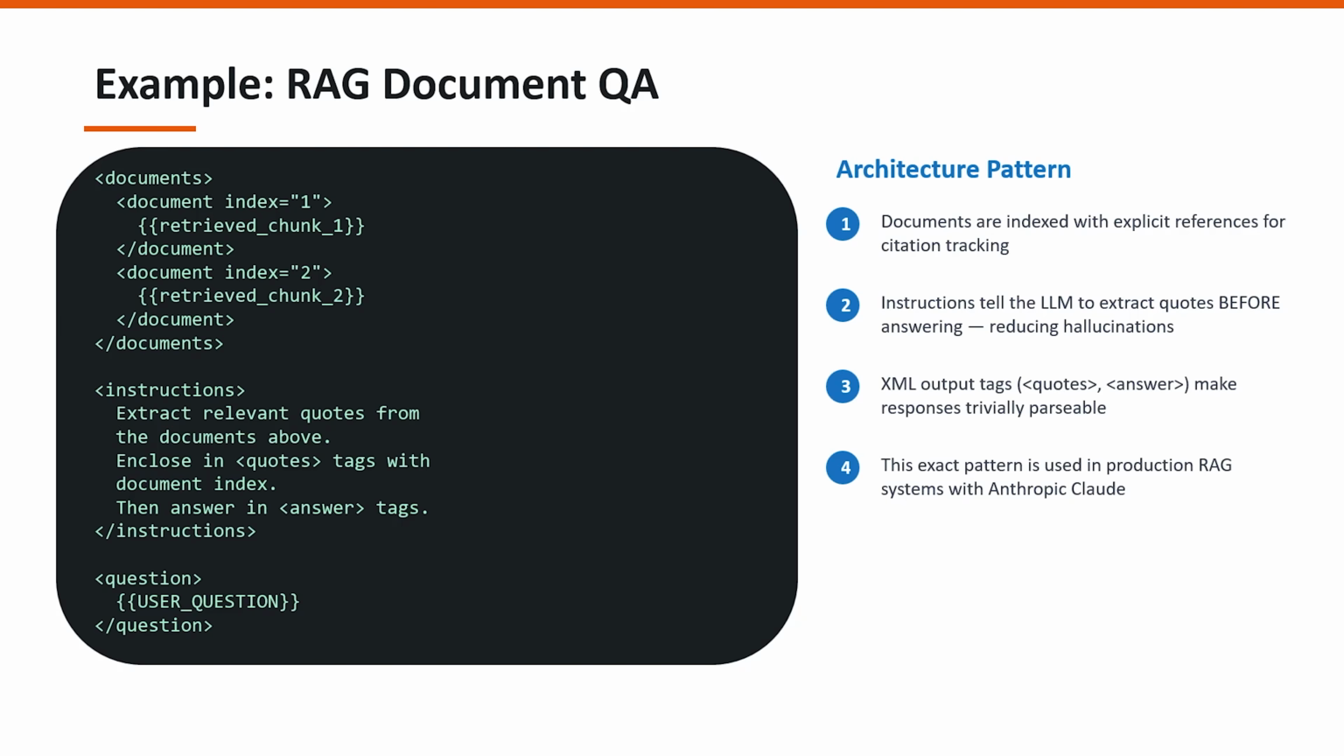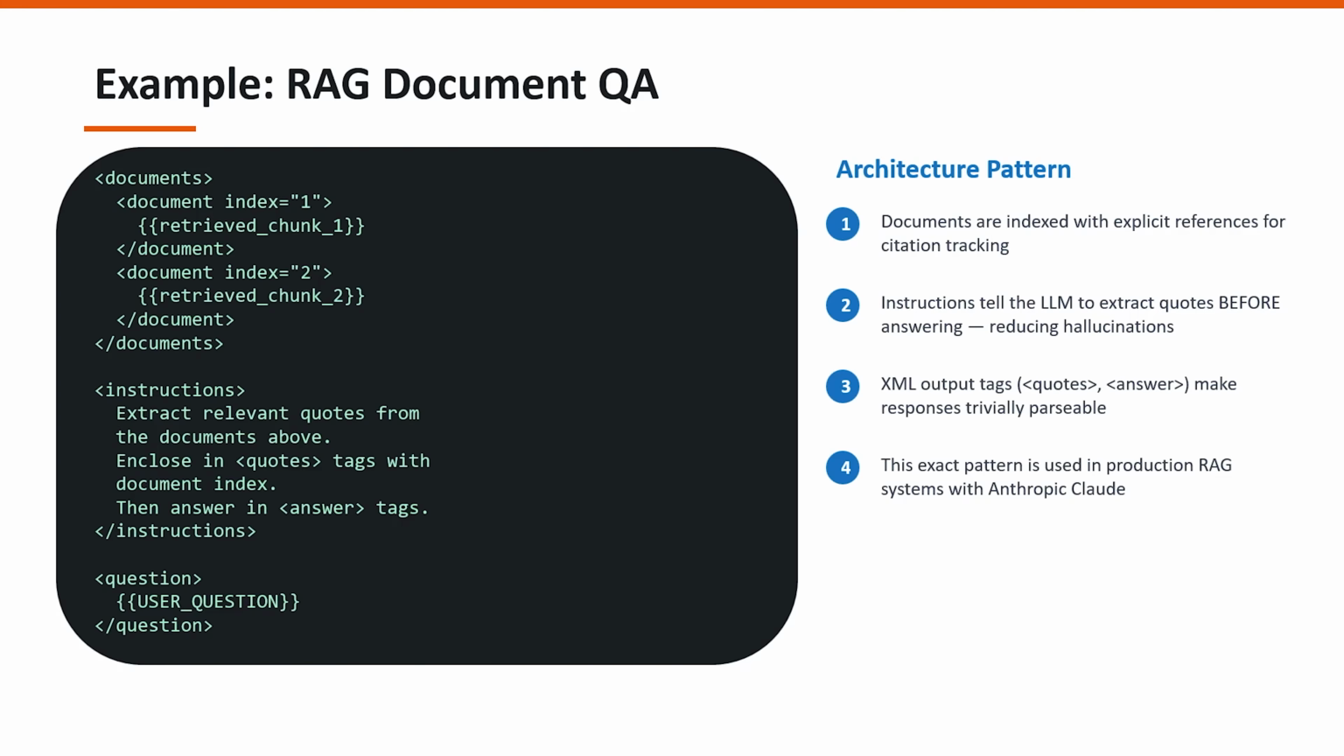Third, the XML output tags make the response trivially parsable. You can extract the answer section separately from the quotes section. And fourth, this exact pattern is actually used in production RAG systems with Anthropic Claude. This is not theory, this is real world architecture.